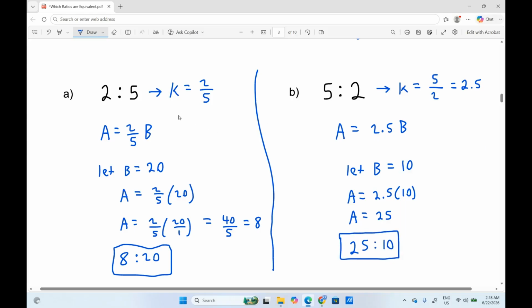Notice how the k value for 2 to 5 as a ratio is much different compared to the k value for 5 to 2. But regardless, when we apply the constant of proportionality to our equations, we're going to get equivalent ratios. And just to show you what I mean, once you get your new equivalent ratio, you can find the k value, which in this case is 8 over 20, which is equivalent to 2 over 5. And you can prove that since the constants of proportionality are the same, the ratios are also equivalent via that method.